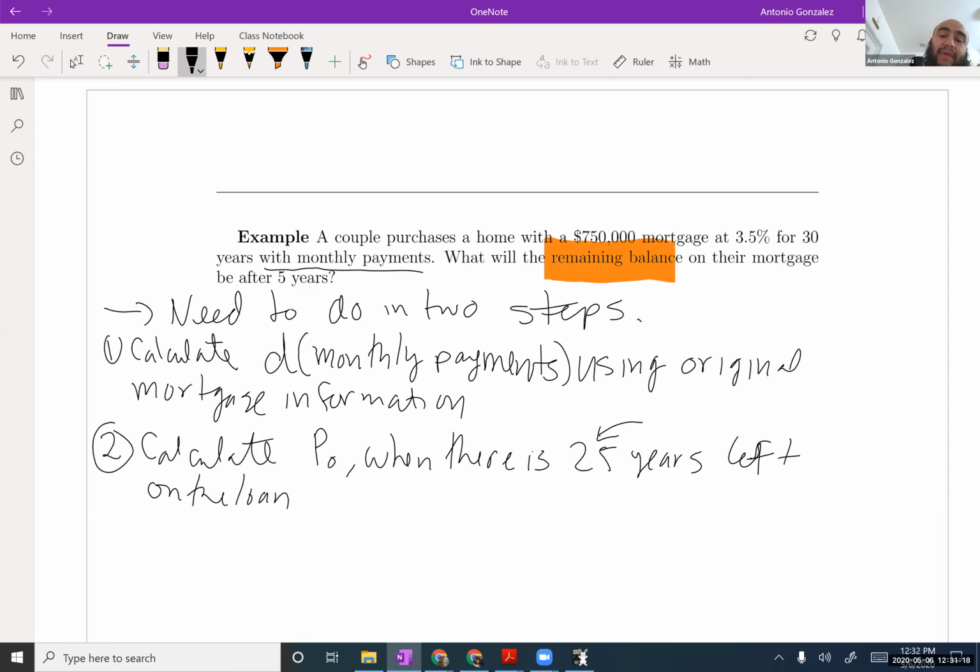So this is going to be my new n. And again, pay attention here: n is not 5. n is going to be how many years are left. So after 5 years on my 30-year mortgage, how many years are left? It's 30 minus 5, 25 years.